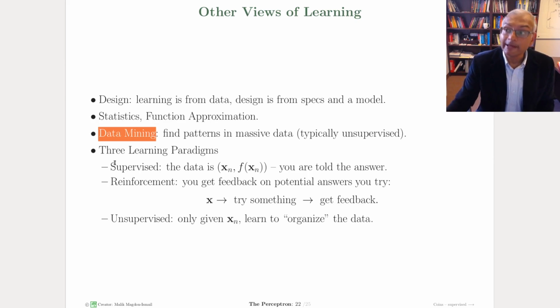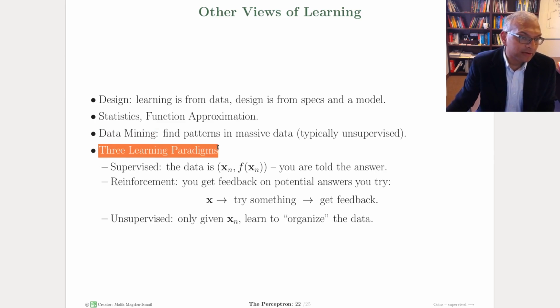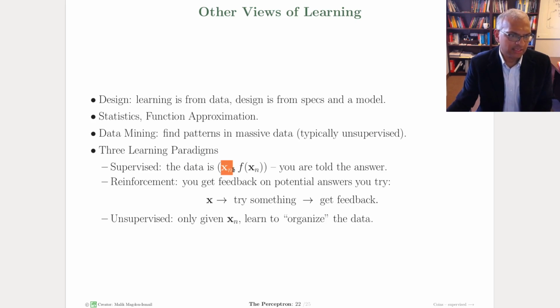When it comes to learning, there are three main paradigms. The first is supervised, which is the context of this course. Remember, the data is x_n and y_n, so you get an x and a y in the data. So you are told the answer. For my applicants in my data set with respect to credit approval, I am told that for this applicant, the correct answer should have been to approve. So I'm told f of x.